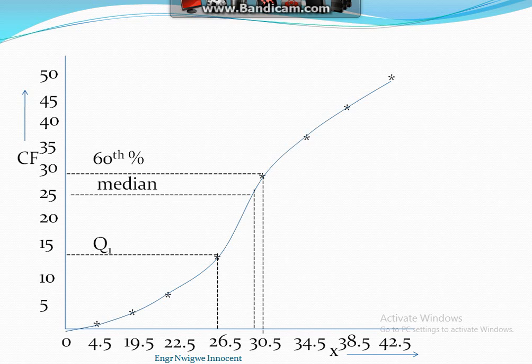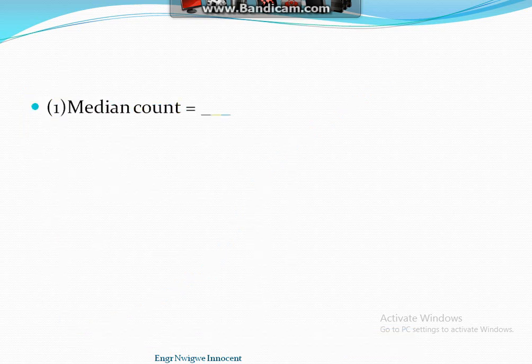Then the upper quartile count is equal to 3 times n over 4, which gives us 38.25. Now trace 38.2 on the vertical axis of the frequency towards the ogive and trace it downwards to the class boundary. Where they meet, it will be 30.5 plus 1.6, which is equal to 32.1.